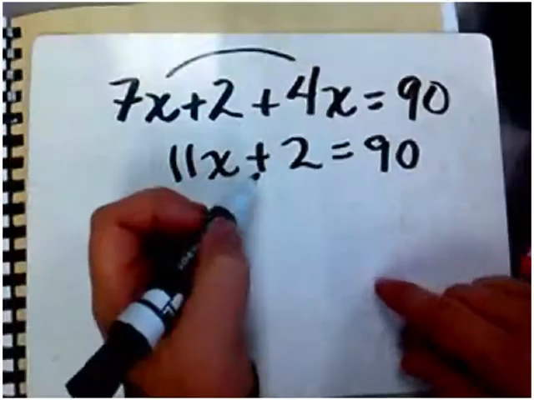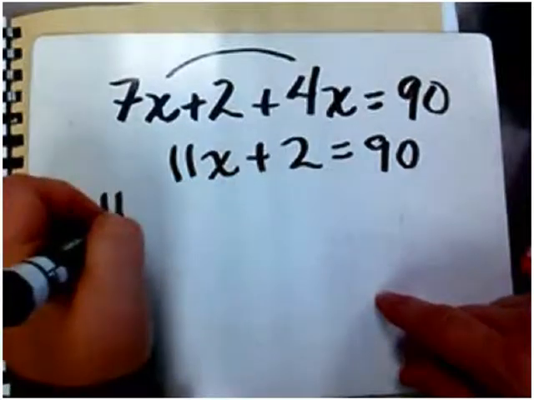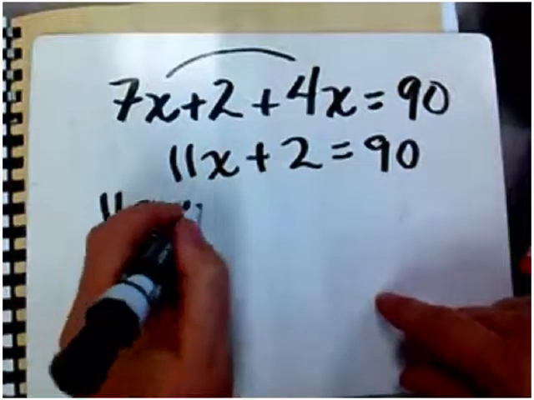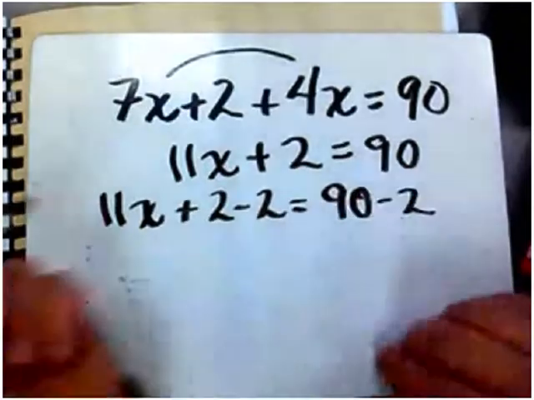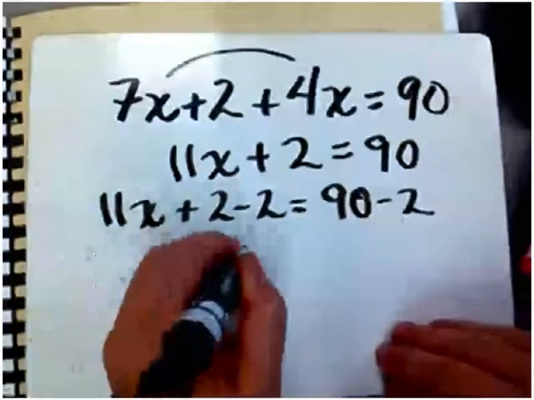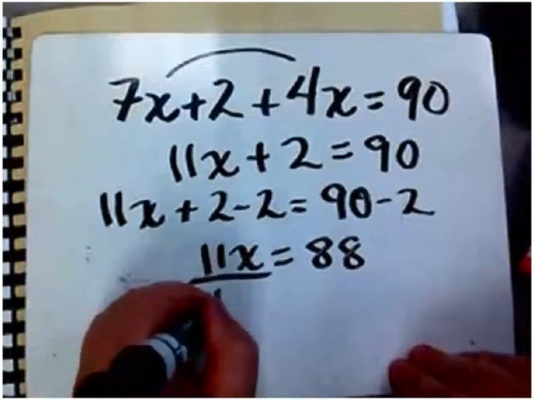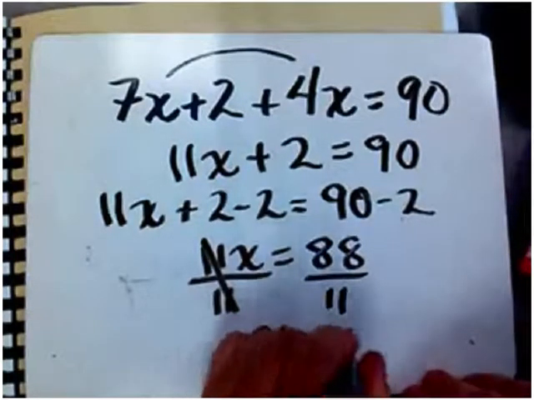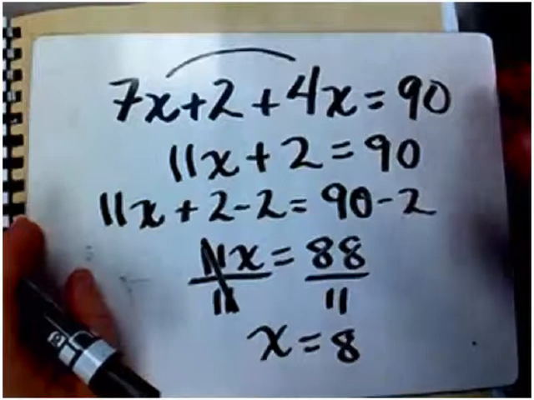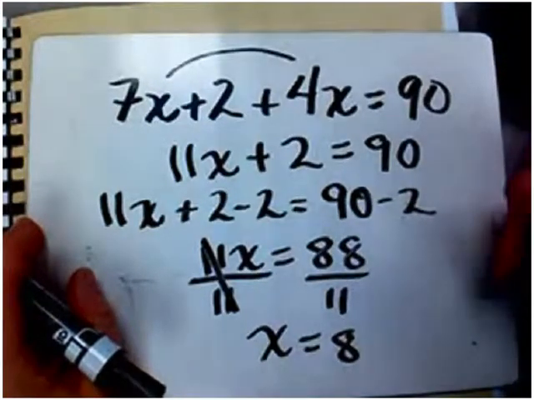We got to get rid of that. We got to neutralize that plus 2. So we're going to subtract 2 from both sides. So 11x plus 2 minus 2 equals 90 minus 2. We end up with 11x equals 88. And then we have to use our division property and divide by 11 on both sides, and x equals 8. That's not the answer, though, is it? They didn't ask what x is. They asked what the measures of the angles were.